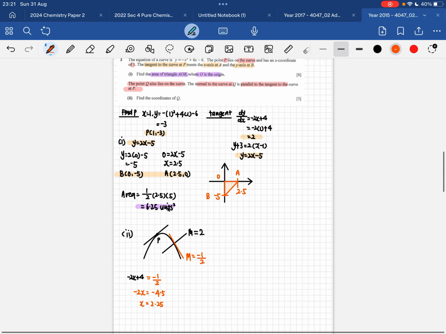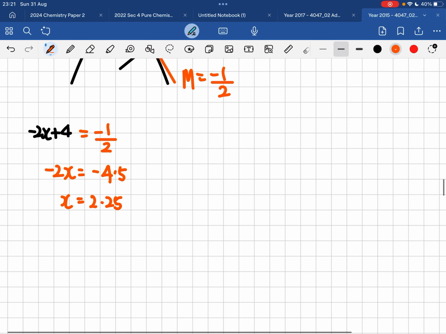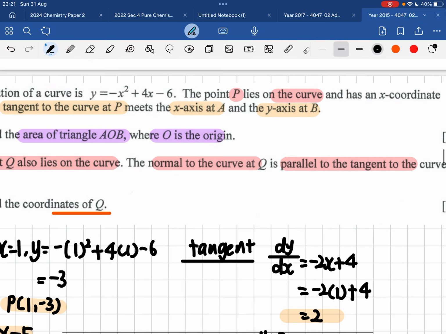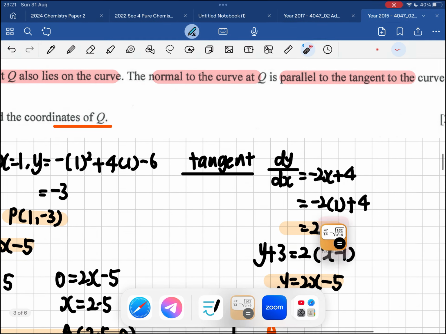What do they want us to find? They want to find the coordinates of Q. I'm sure you know how to find the coordinates of Q. You should be able to go and find y. So sub back, because it lies on the curve, so you sub back inside here.